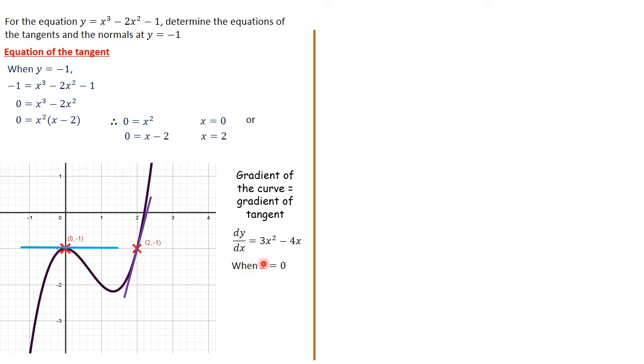We have this answer numerically. When x is equal to 0, we put the value of x to be 0 here, we get the gradient is actually 0. It's a turning point, remember, so the gradient is 0. Again, when x is equal to 2, this value numerically will be 4. So what we are saying is the gradient of this curve at the point (0, -1) is 0, which is the gradient of the tangent at the same point. Again, the gradient of this curve at the point (2, -1) is 4, which is the gradient of the tangent at the point.